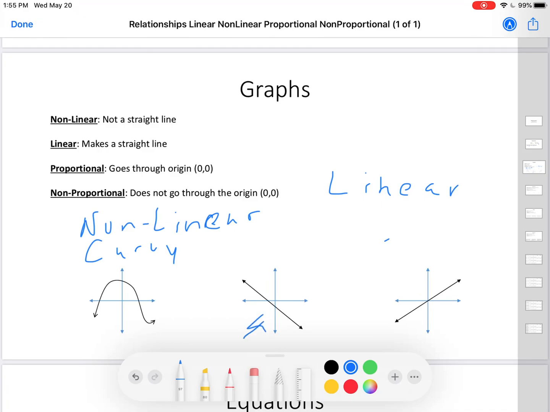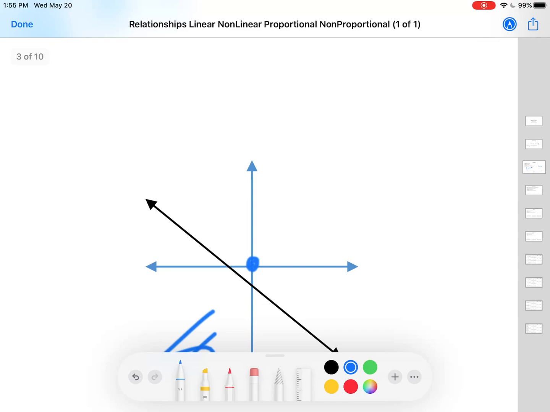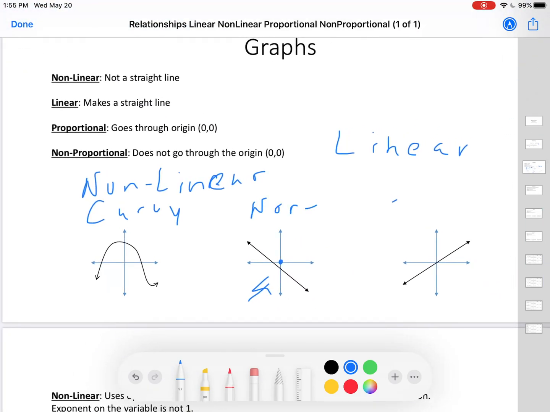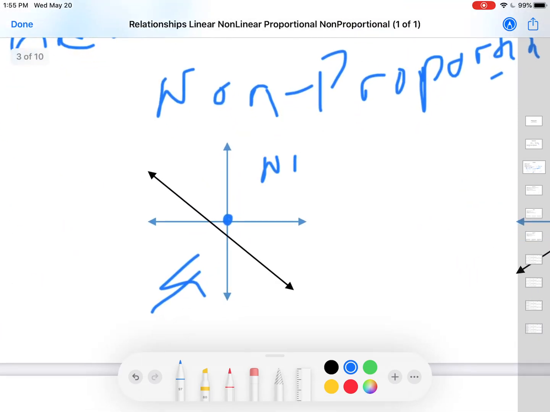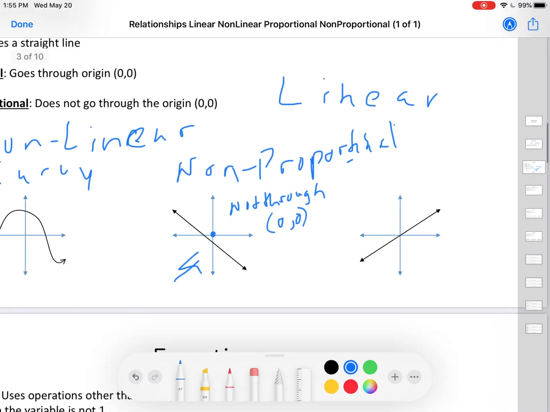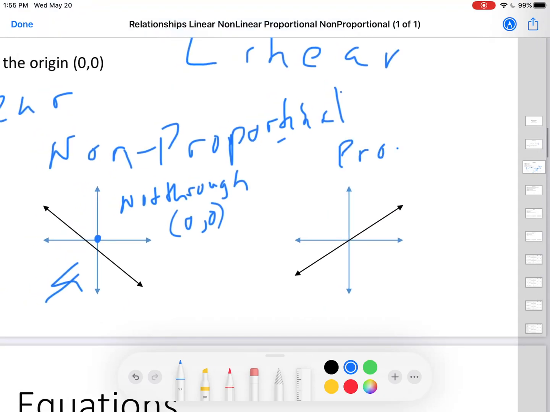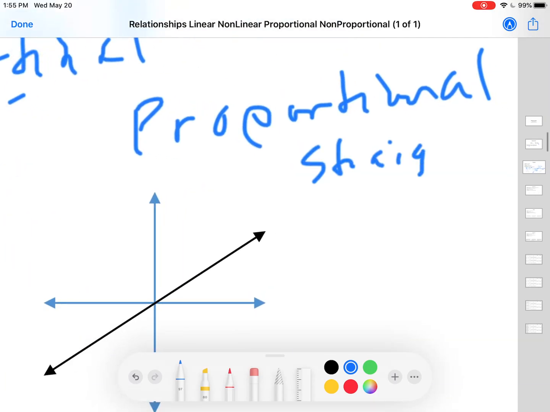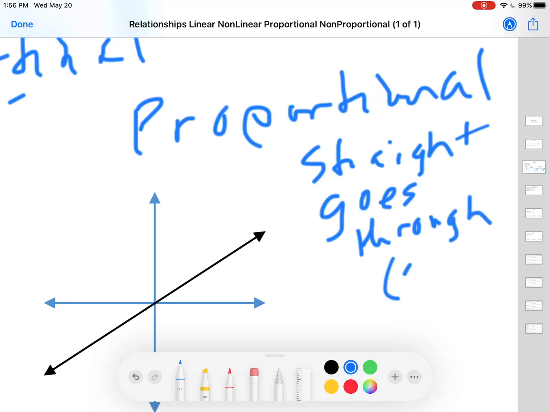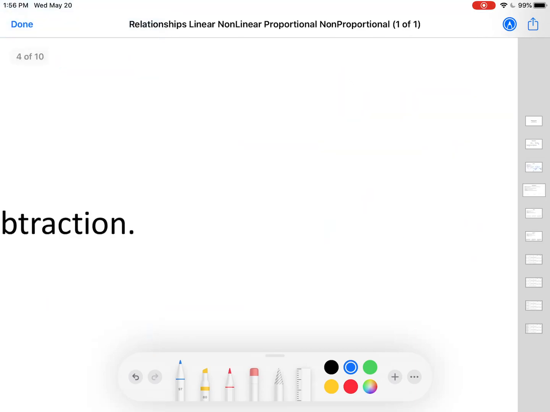Now, this one does not go through 0, 0. Therefore, this is non-proportional. And why not? Not through 0, 0. This one is linear because it's a straight line. Does it go through 0, 0? It does. That is why this is proportional. Why? Because it is straight and it goes through 0, 0, the origin. So that's that one.